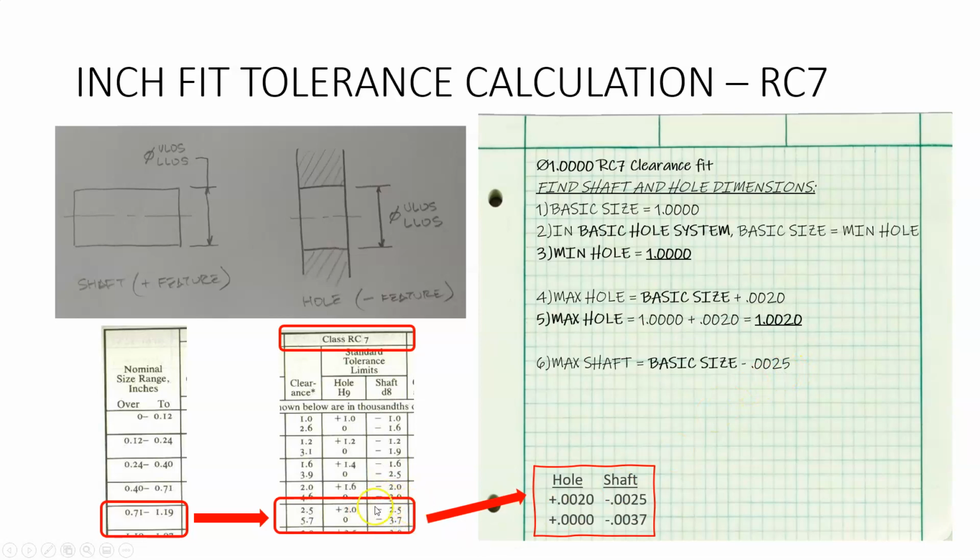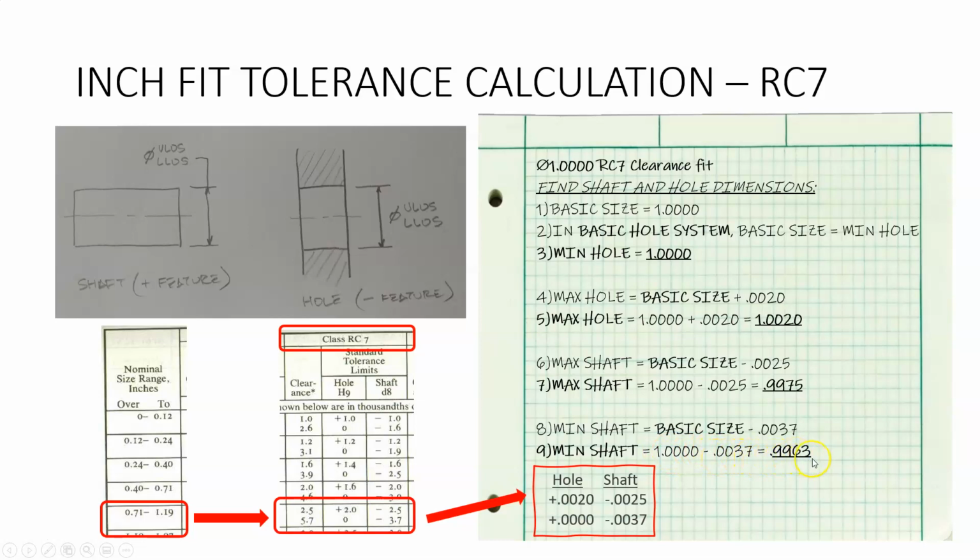Here's 0.0025 right there. So therefore the maximum shaft is 1 minus 0.0025 or 0.9975. And the last number, the minimum shaft, is equal to the basic size minus 0.0037, which comes right there. And so the minimum shaft is equal to 1 minus 0.0037 or 0.9963. And those are our 4 numbers for the hole and shaft. And there they are.